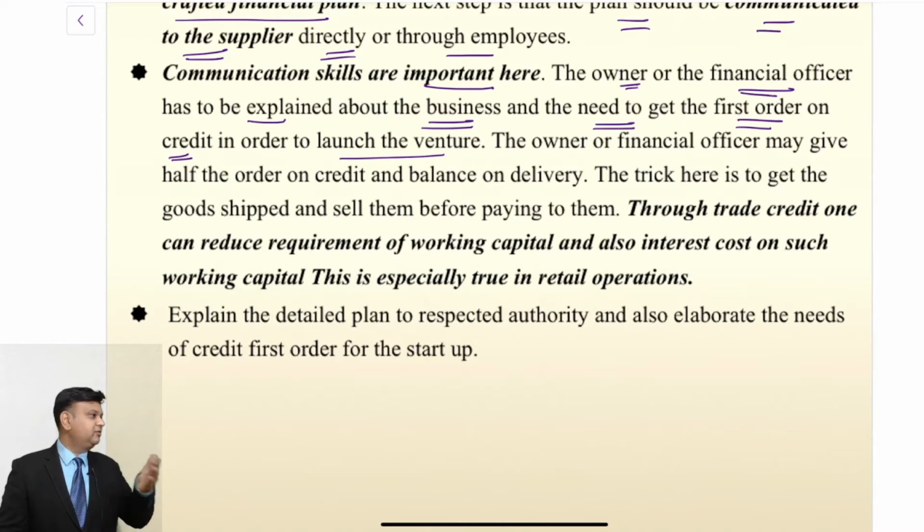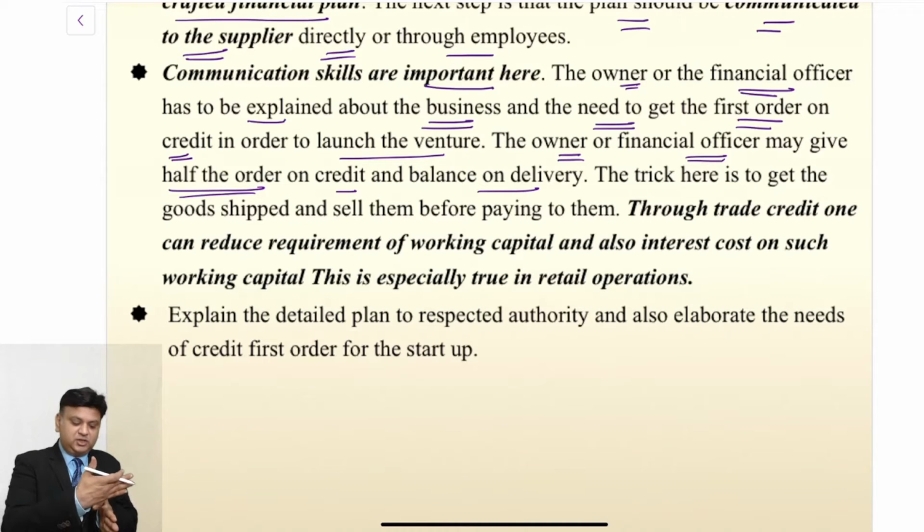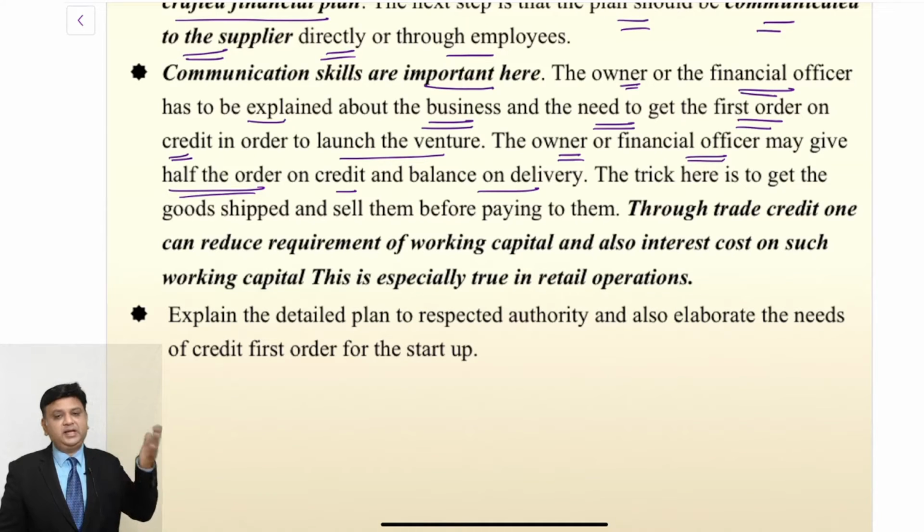So your own amount will be less invested. Ultimately the logic is that the supplier may give half the order on credit and the balance on delivery. So if at least half of the order is received by you on credit, you manufacture the goods from that, you supply them to your customer, you get the payment, and then you start rotating the funds.